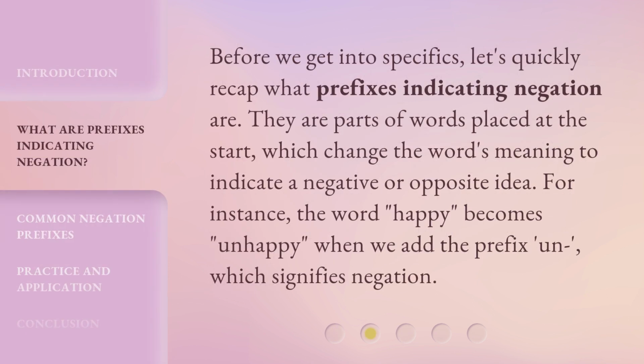Before we get into specifics, let's quickly recap what prefixes indicating negation are. They are parts of words placed at the start, which change the word's meaning to indicate a negative or opposite idea. For instance, the word happy becomes unhappy when we add the prefix un, which signifies negation.